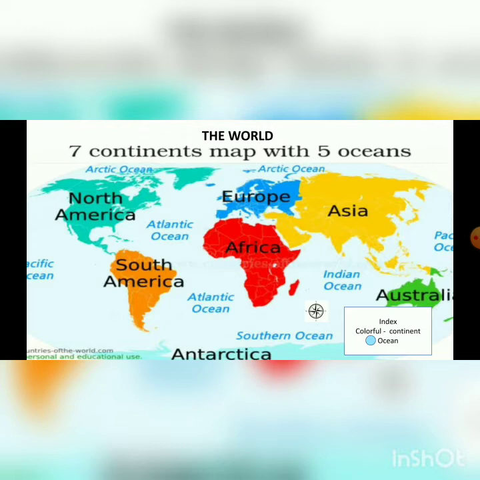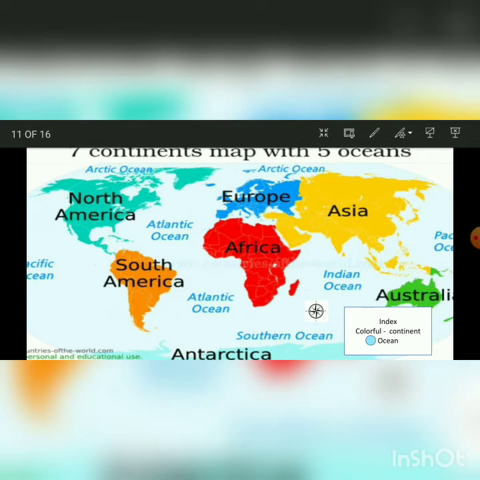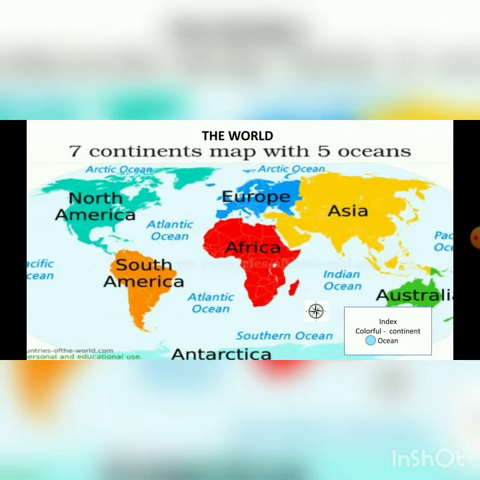See the 7 continents. We start with North America, South America, Europe, Africa, Asia, Australia and Antarctica. Now you have the oceans, that is the Arctic Ocean, Atlantic Ocean, Indian Ocean, Southern Ocean and Pacific Ocean. All right, children. So these are the 7 continents and the 5 oceans. Let us see the next map.